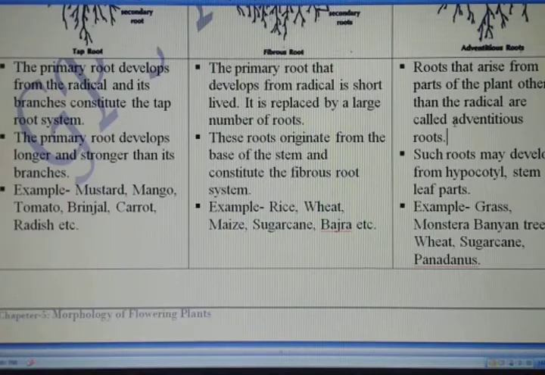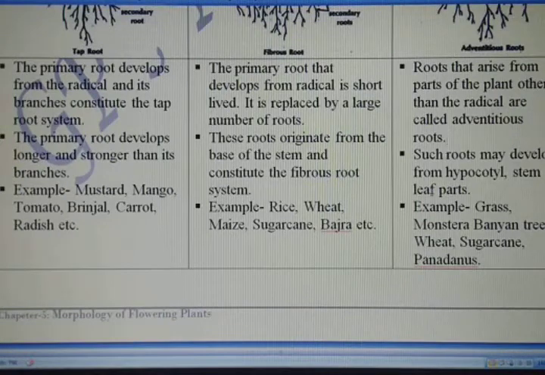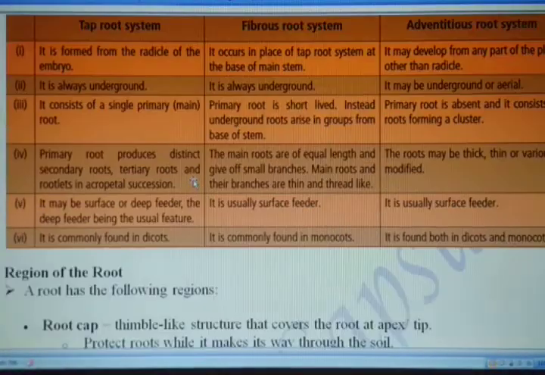When we talk about the third one, the adventitious root, as I said earlier, they do not develop from the radicle, but from some part other than the radicle. Examples are grasses, monstera, banyan tree, wheat, sugarcane and pandanus. Is it right? Grass, monstera, then banyan tree, wheat, sugarcane, pandanus, etc. Some more differences are over here.